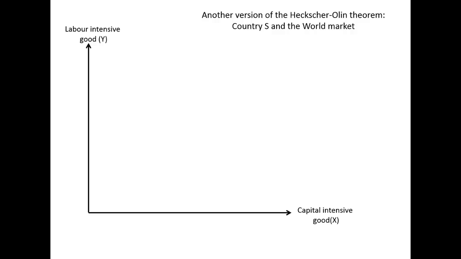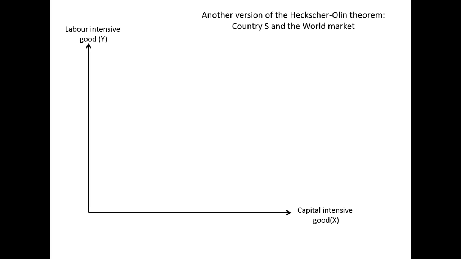In this film, we're going to look at the Heckscher-Ohlin theorem based on one country and the rest of the world. So we make the assumption that we have a small country, which we call S for small, and we have the production and consumption of a capital-intense good, which we have on the horizontal axis, and a labor-intense good, which we have on the vertical axis.